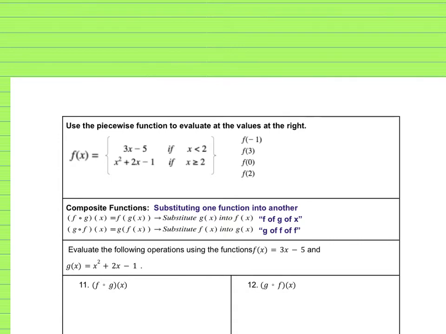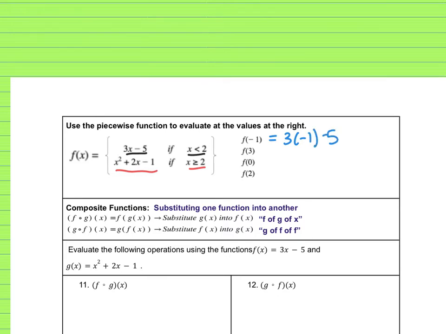Looking at this piecewise function, this is how we write these. What the top says is f of x equals 3x minus 5 if x is less than 2. The next part says f of x equals x squared plus 2x minus 1 if x is greater than or equal to 2. Depending on what x is determines which function we plug the number into. Looking at the top one, we've got f of negative 1. Is negative 1 less than 2 or greater than or equal to 2? Well, I know it's less than 2, so I'm going to plug it in up top.